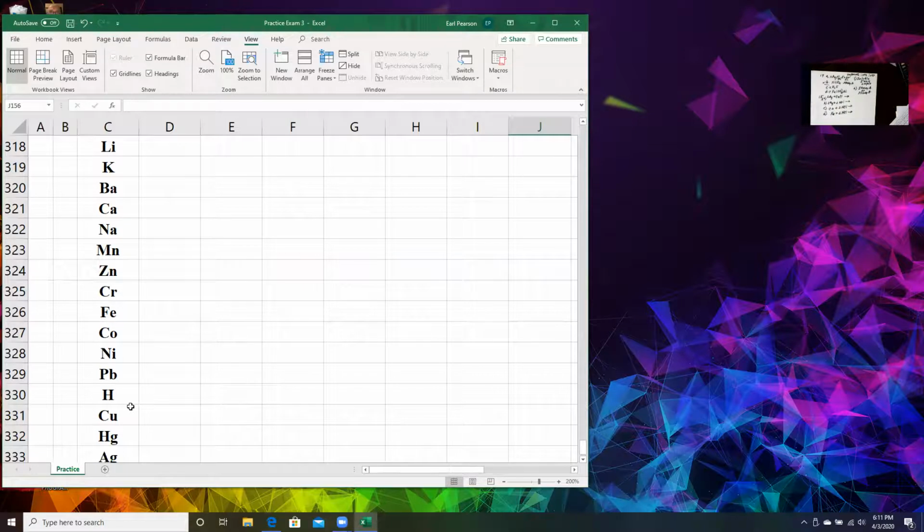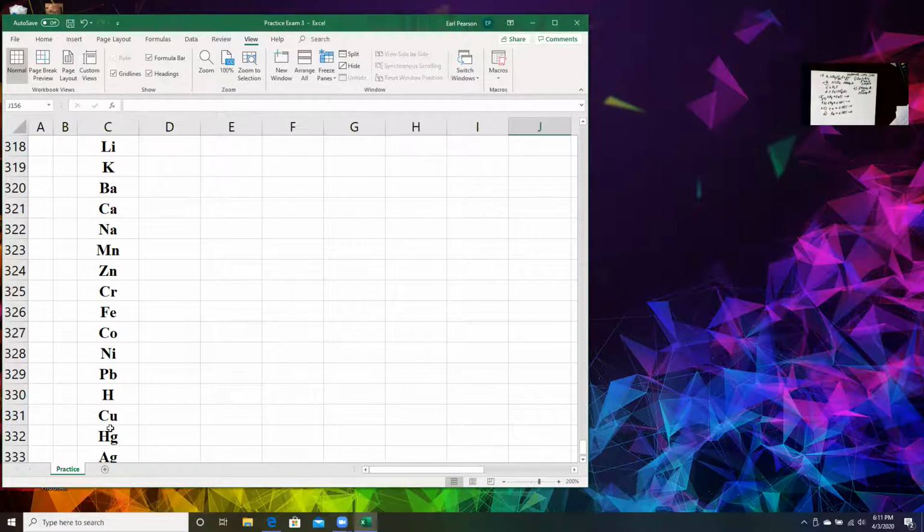The B answer was silver and hydrogen. Well, no, it's not going to happen. Silver's down here and hydrogen is above it. So B is not going to happen either. Copper, can it push hydrogen out? Nope. Copper's below hydrogen. So C is wrong.